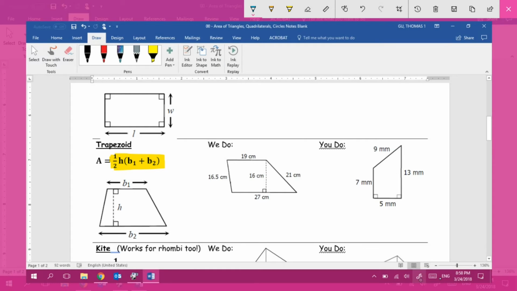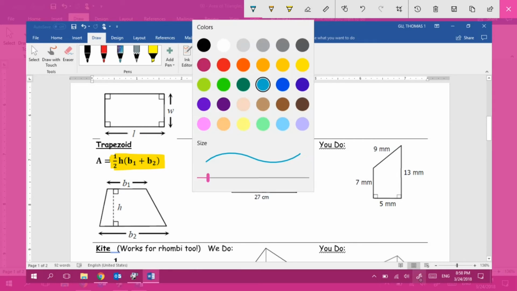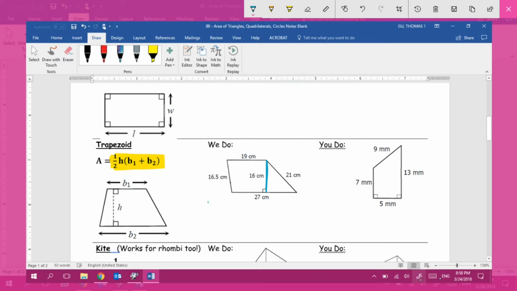What's the height right here? It's 16. Don't look at this weird line right there. That's not perpendicular to the base. This over here, 16, is perpendicular to the base. So the formula was 1/2 times the height, which is 16, times, what's base 1? Doesn't matter which one I choose. I'll pick this one, 27. 27 plus, where's my other base?